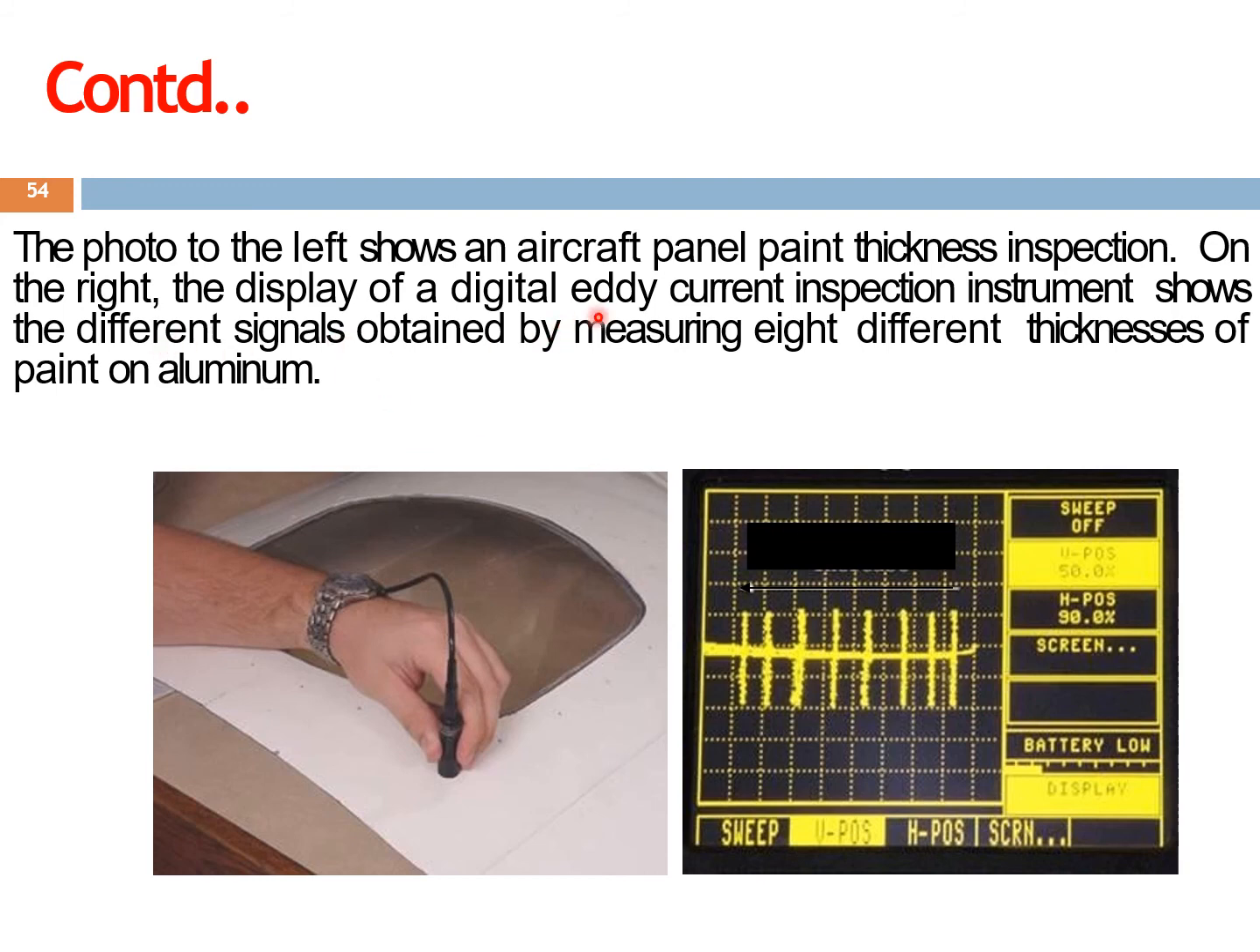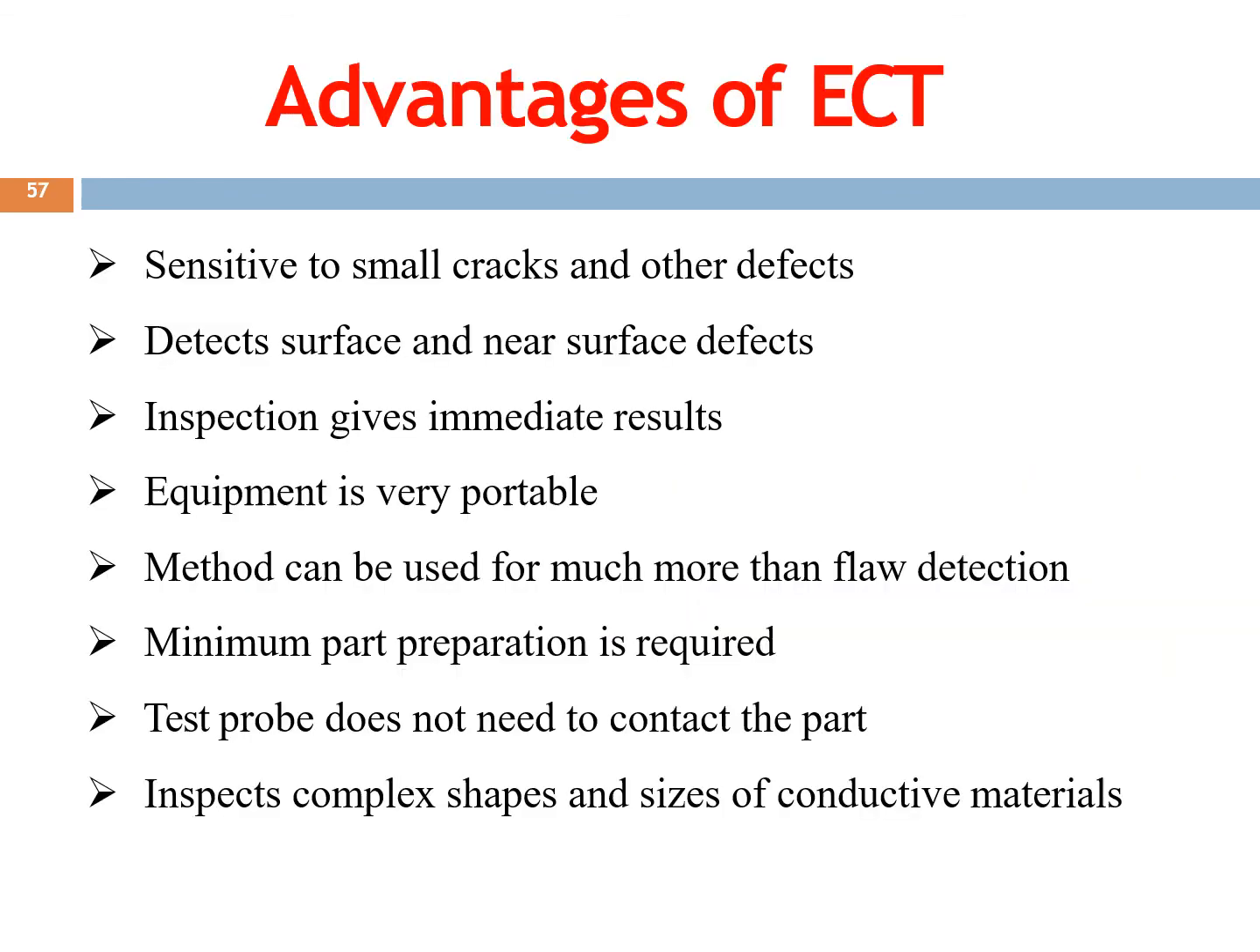So we are using an eddy current probe here, and the display is shown on the screen. On the right, you have the display of the digital eddy current inspection instrument that shows different signals that are obtained when you are placing it at different locations, 8 different thicknesses of paint on aluminum, right? So this actually shows the different signals obtained by measuring 8 different thicknesses of paints. So 8 different thicknesses, the reading is shown. So this is again an indirect method to find the thickness of non-conducting materials.